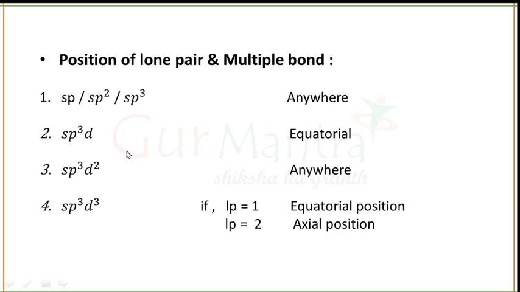In sp3d hybridization, the position of the lone pair should be at the equatorial position. In the case of sp3d2, the position of the lone pair can be anywhere. In sp3d3, if the lone pair is equal to 1, then the position of the lone pair will be equatorial, and if the lone pair is equal to 2, then the position of the lone pair will be axial.